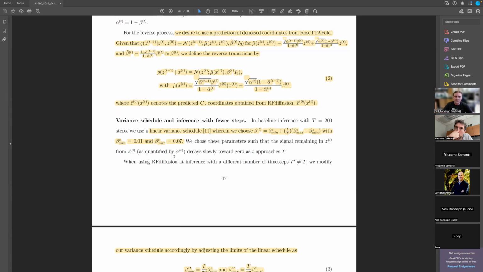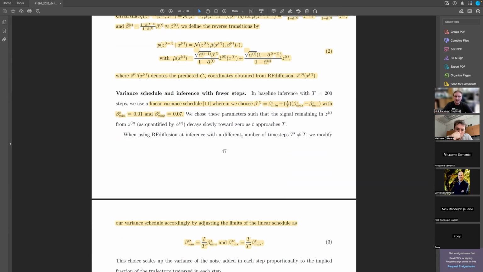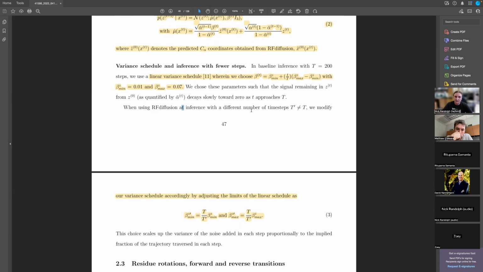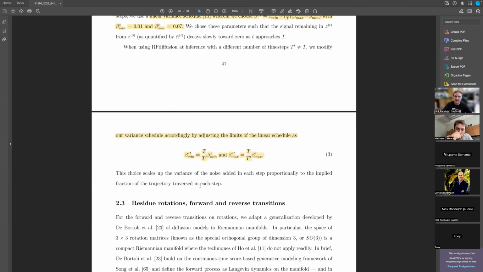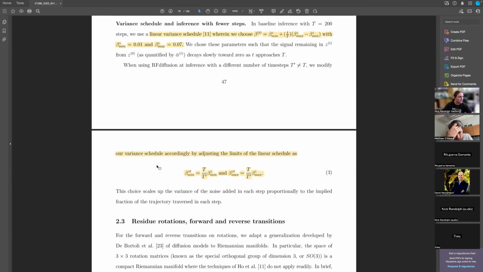And then the variance schedule that they used for the translations is a linear variance schedule. So they go from the minimum to the maximum in a certain amount of time. You can speed up the inference by sampling a different number of time steps, and you can do this by changing what the variance schedule looks like. So the amount of noise you add between steps, you just scale appropriately based on how many time steps you actually want to do. Cool, so that was a very quick overview of how the translations work.